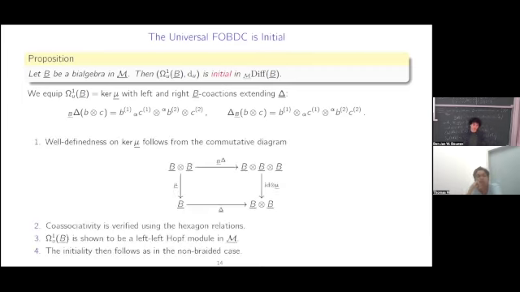So the well-definedness on the kernel of the multiplication of this coaction follows by the commutativity of this diagram that you have here. Then the coassociativity is verified using the hexagon relations that you have for any braided monoidal category. And then the proof goes as follows. I mean, you show that this is a left-left Hopf module inside M, and the initiality is precisely the same that you have in the standard non-braided case.